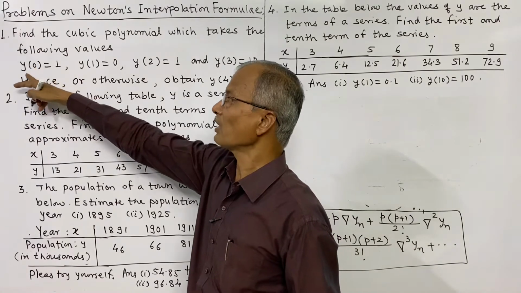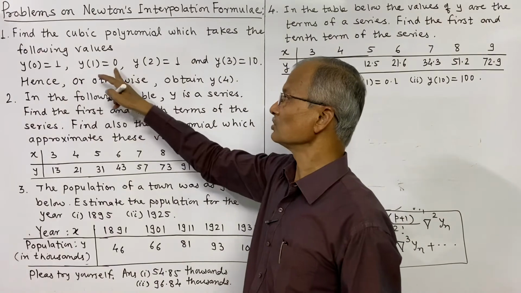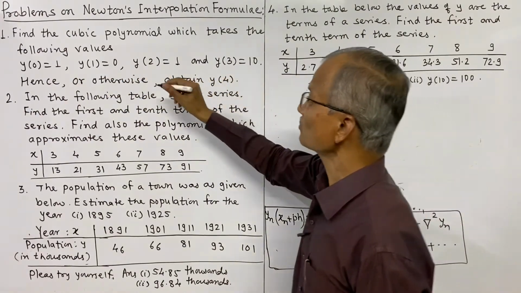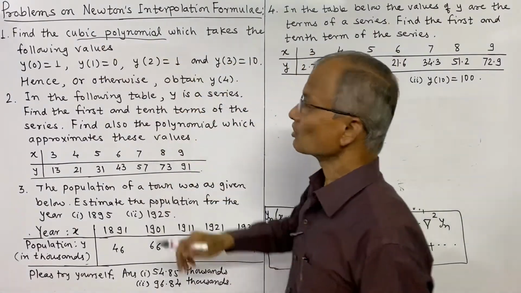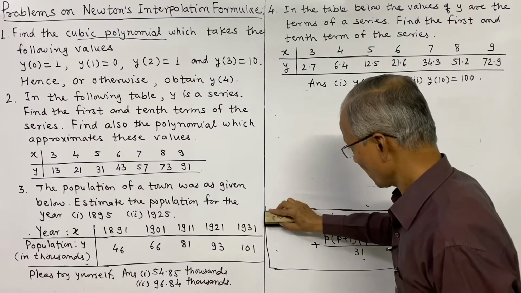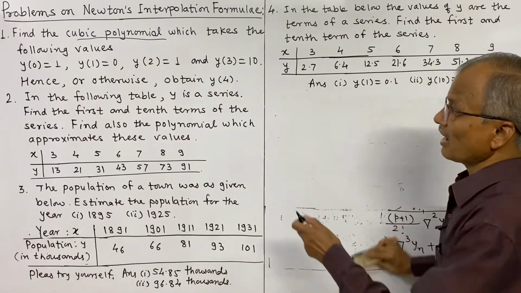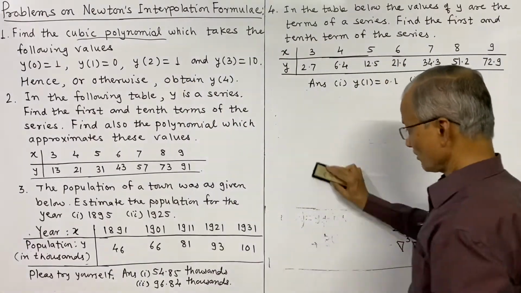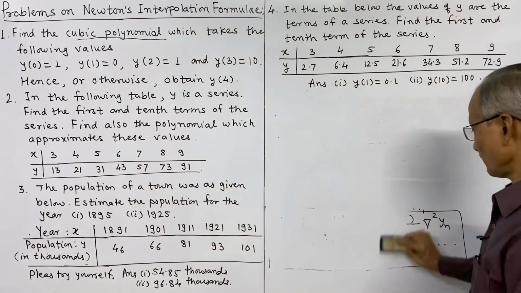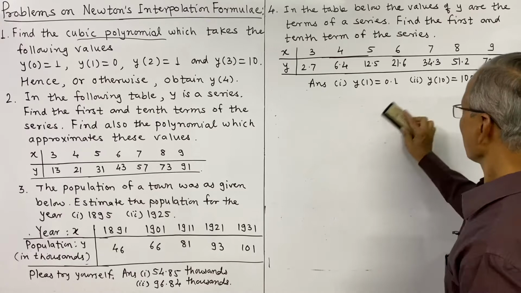So when x is 0, y is 1. When x is 1, y is 0, meaning x1 is 1, y1 is 0, and so on. So these values are given, and we are asked to find the cubic polynomial. Finding a polynomial is the problem of interpolation, and after obtaining the polynomial, using that polynomial or otherwise using the formula, we have to find the value of y at 4, y of 4.